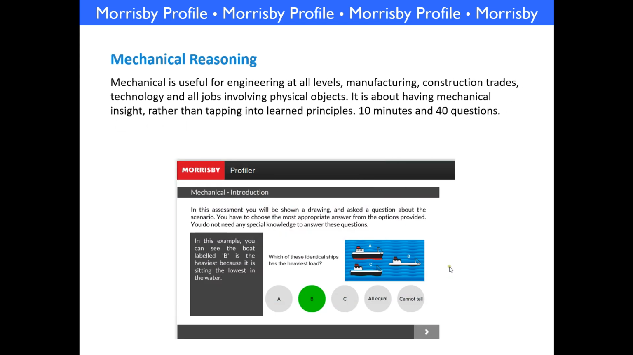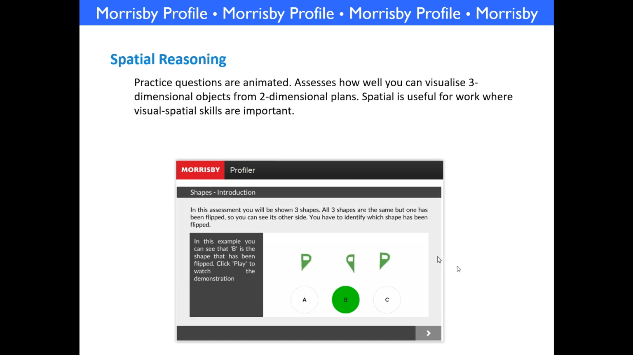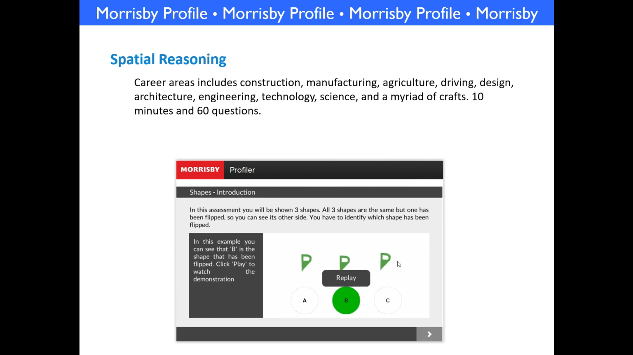Moving on, we have mechanical reasoning and we have spatial reasoning. And spatial reasoning is the capacity to mentally rotate images. Here we have three images which are the same, but one of them has been flipped so you can see its other side, and the task is to work out which one's been flipped. And in the practice questions we show the students how to do that.